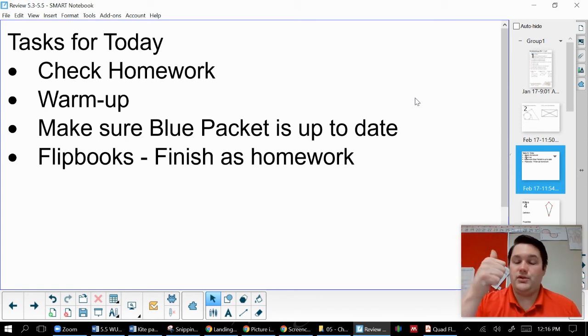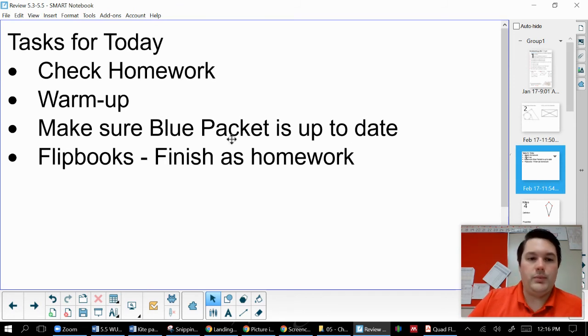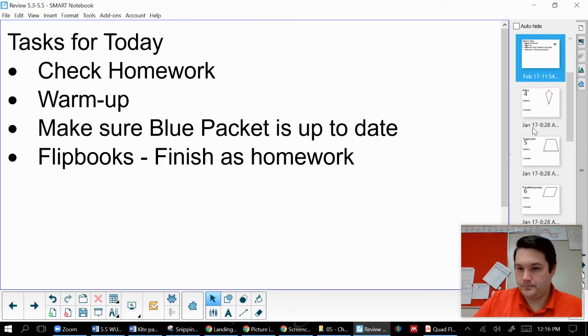You should be reviewing things you know about trapezoids. There's 1 property for all trapezoids. Isosceles trapezoids have 2 properties. Parallelograms have 4 that you need to know. Rectangles have 1 more. Rhombuses have 2 more. And squares don't have any more, but they're all true about squares. So it'd be a good idea to make sure you have all of those up to date in your blue packet or wherever you're keeping your list.